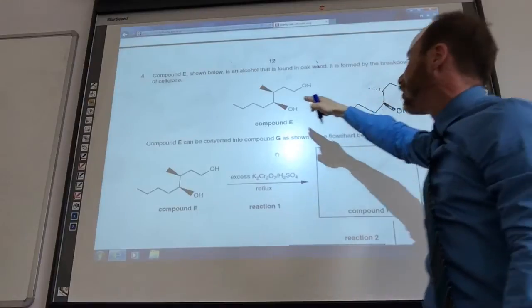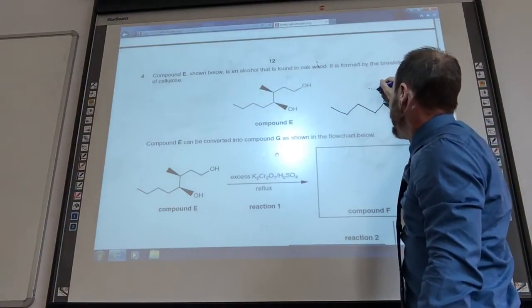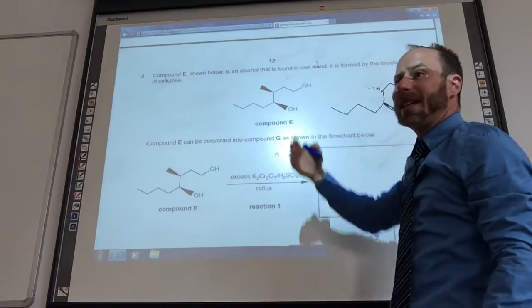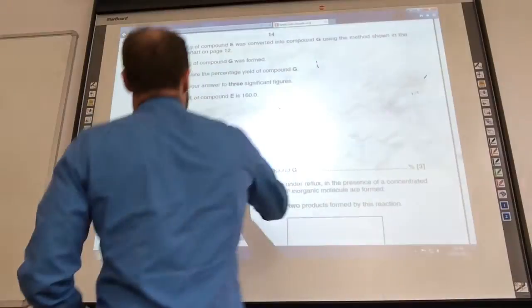So now I've got my methyl group. This is a methyl group. So now I've got my methyl group going into the board, like so, rather than sticking out. And that's what I'm saying. Okay, so you did it right.